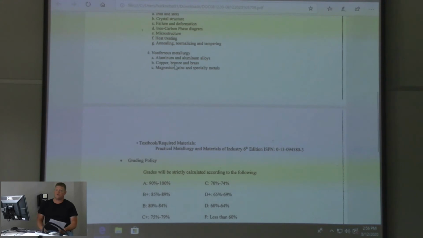It's better for the process of producing aluminum. Copper, bronze, brass, they're very similar. All good electrical conductivity. Magnesium, zinc, specialty metals. Zinc's a big one in manufacturing because of galvanization. So zinc's a big one. It's also used as a sacrificial anode for galvanic corrosion and things like that.